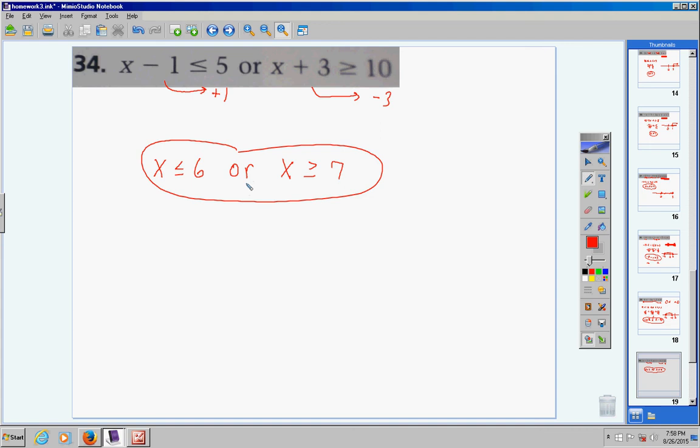Okay? Bring down the word or, and there's your answer. You do need to write the word or in your answer. You do. So, here we go. Here's 0. Here's 6. Here's 7. Both the points are closed because we have equal signs under both inequalities here and here. X is less than or equal to 6, or X is greater than or equal to 7. So any answer over here would satisfy this entire disjunction, or any number here would satisfy this disjunction. Okay?